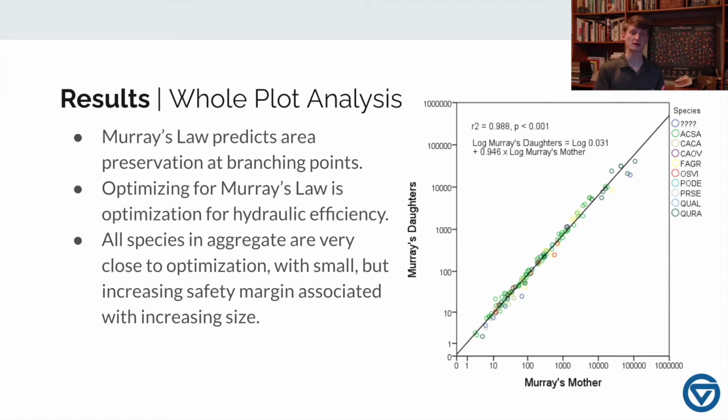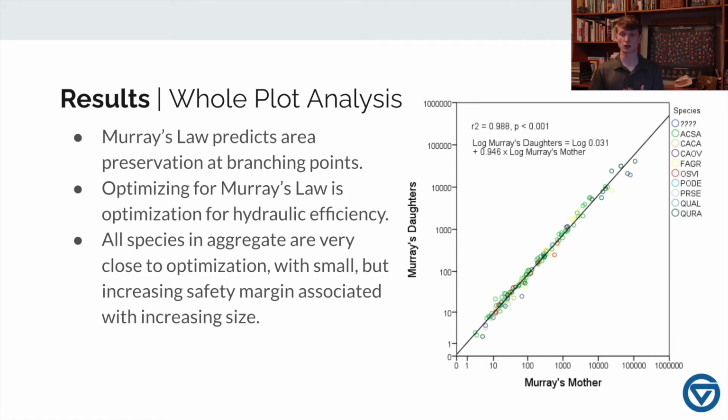And that's small, but we do see that maybe they're increasing a safety margin as they increase in size. And by safety margin, I mean that when you are optimized for a trait, in this case hydraulic efficiency, the tree gains benefits, but there's also risks associated with that. So for Murray's Law, or for hydraulic optimization, that risk is embolism. So maybe it seems that when trees are a bit larger, they play it a bit safer and sacrifice a little bit of their hydraulic efficiency for a reduced risk of embolism, and embolism just being an air bubble in one of the vessel tubes that's bad for the tree.